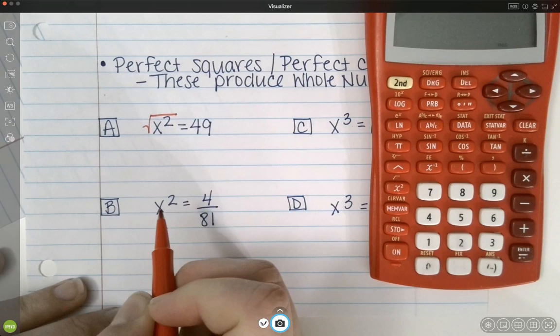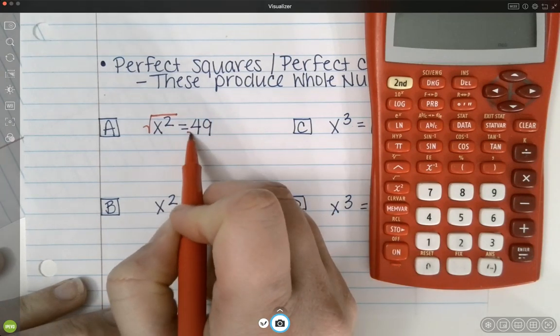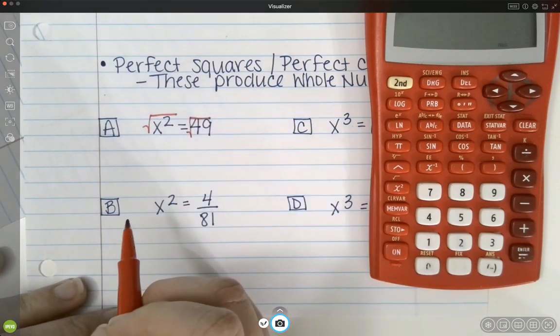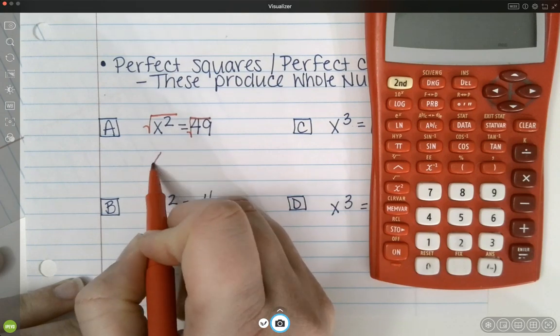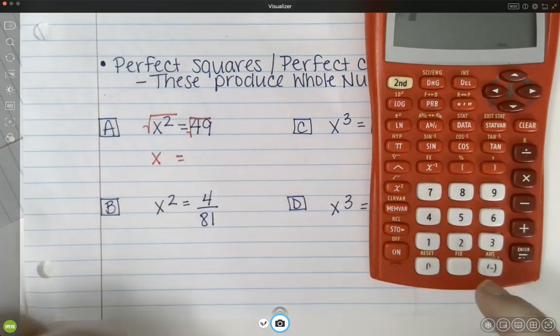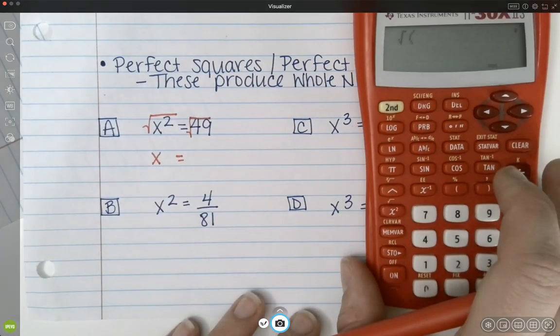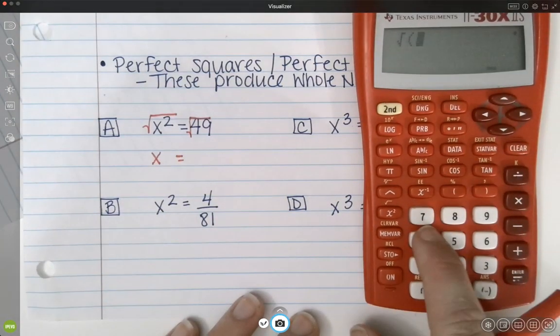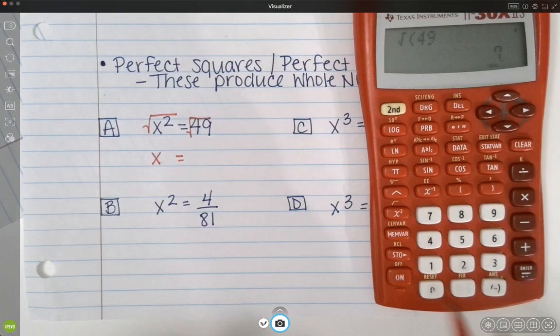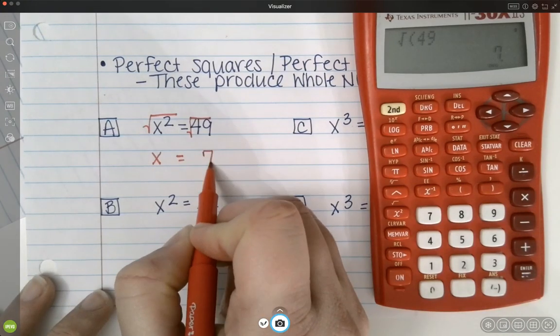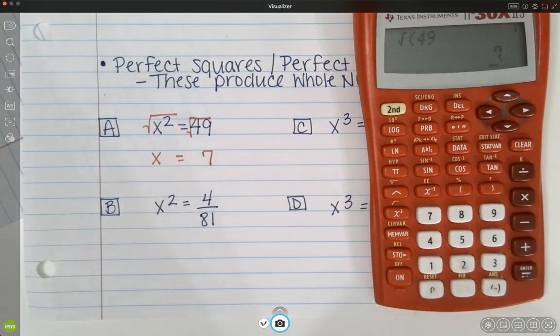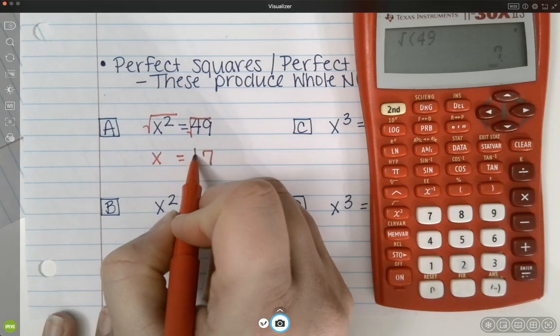All right, so the opposite of square is square root. So I'm going to go ahead and put my radical symbol around that. What I do to one side, I have to do to the other. Okay, so x equals, so I'm going to type in my calculator, second x squared, because that is the opposite of squared. And then I'm going to type in 49, and I'm going to get the answer of 7, because 7 times 7 makes 49. Okay, and that's a positive 7.